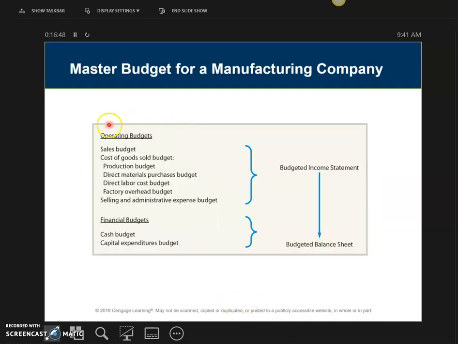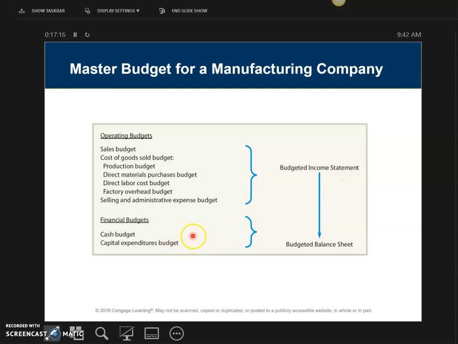So under the operating budget, notice that there are multiple budgets. It always starts with sales. Everything begins with sales. Under the operating budget, I have sales, cost of goods sold budget, production budget, direct materials budget, direct labor budget, factory overhead, and then a selling and admin budget. And these make up the income statement. I'll also have a budgeted income statement.